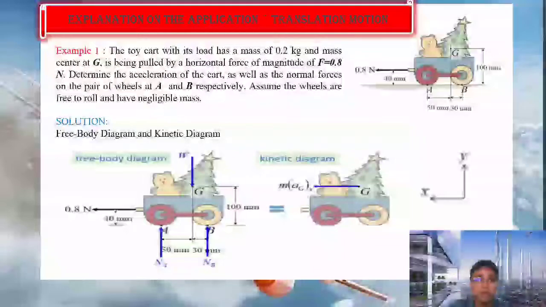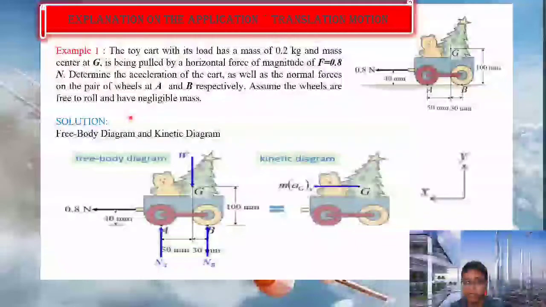Okay, for the explanation on the application, we choose a translation motion. Let's take a look at the problem. The toy cart with a mass of 0.2 kg and a mass center of gravity, which is point G, is subjected to a 0.8 Newton horizontal force pulling it to the left. The question asks to determine the acceleration of the car, as well as the normal forces at point A and point B. Assume the wheels are free to roll and have negligible mass.